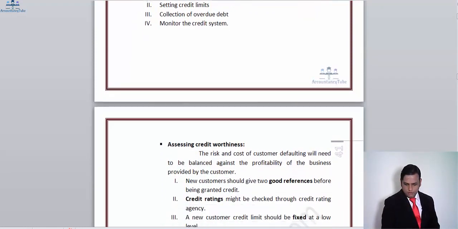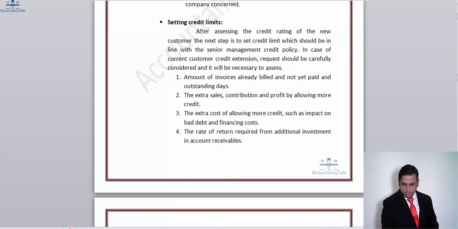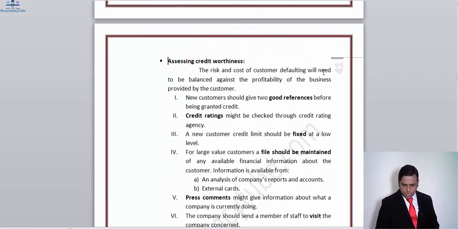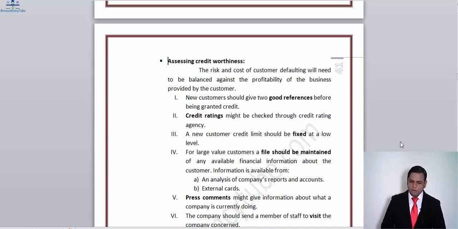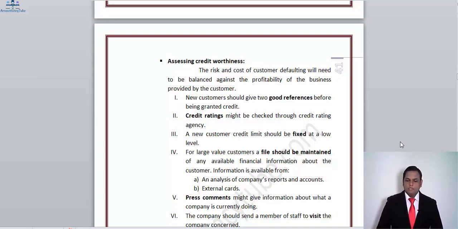Coming back to the notes, our first area, the first box which we just discussed, is assessing the credit worthiness. Now, the risk and cost of customers defaulting will need to be balanced against the profitability of the business provided by the customer. As I've just told you in the beginning, the extra benefit of giving the credit should surpass the cost of giving those benefits. Only in this way will the decision of giving the credit be justified.